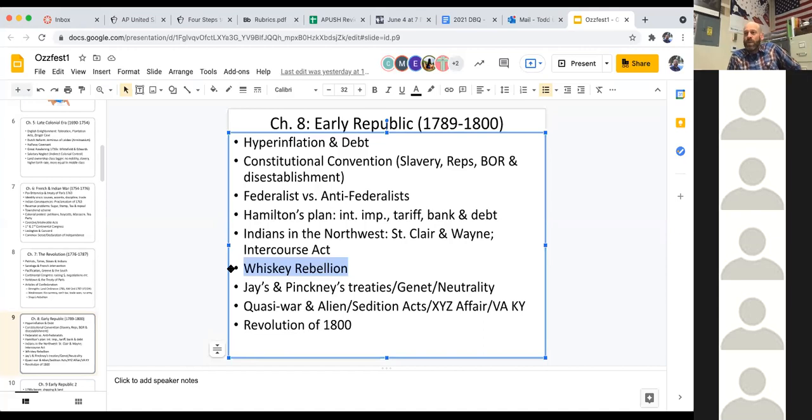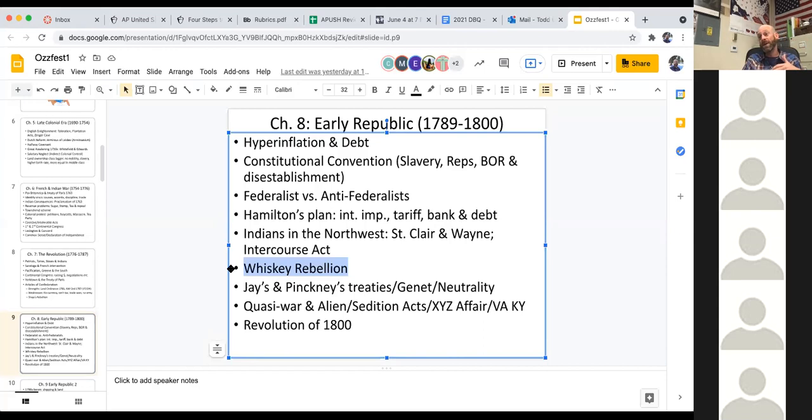A bunch of whiskey distillers were very angry that they were having to pay the excise tax on whiskey. Revenue came from a number of sources. Land sales in the West would go to the federal government. The tariff, all money collected on imports, would go to the federal government, and the excise tax on distilled spirits like whiskey would go to the federal government.